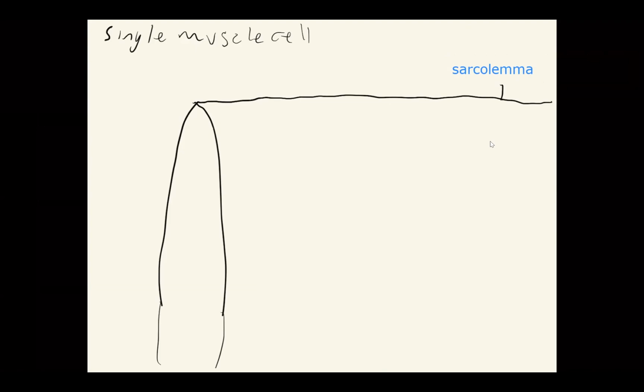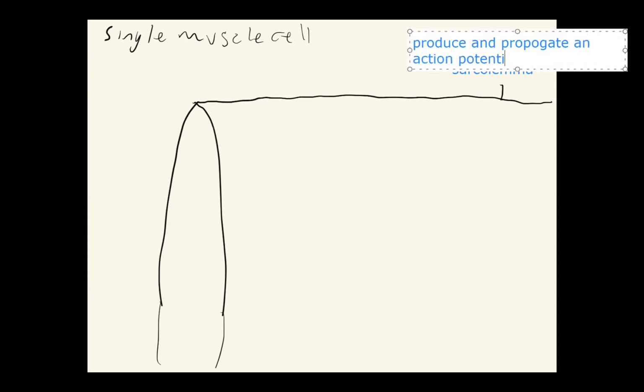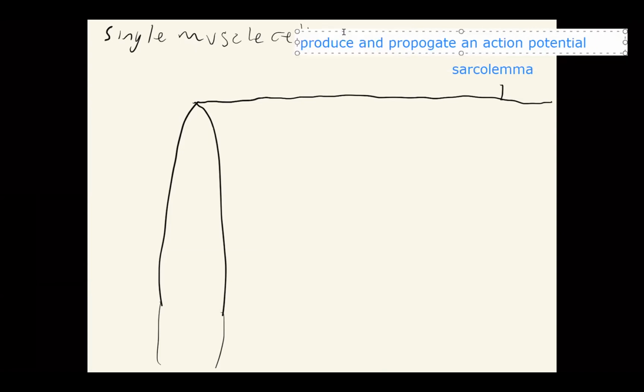So we're not just going to call it a plasma membrane. We are going to call it a sarcolemma. And again, one of the things that we know is that our muscle cells are irritable. What makes the sarcolemma so special is that it is able to produce and propagate, which is just a fancy word for send, an action potential. So our plasma membrane of our muscle cell is specialized so that it can produce and propagate an action potential.